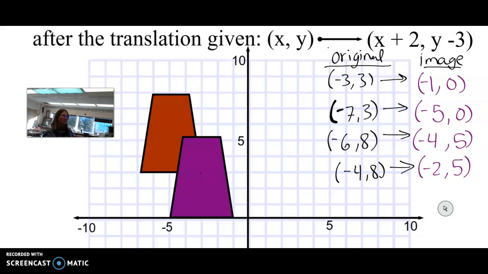All right, so my new figure, the purple figure, has been translated 2 units to the right and 3 units down. The coordinates of the points are here: -1, 0, -5, 0, -4, 5, and -2, 5. Okay, so that's it for translations for right now. There will be another video on reflections and rotations coming up, so watch for that.